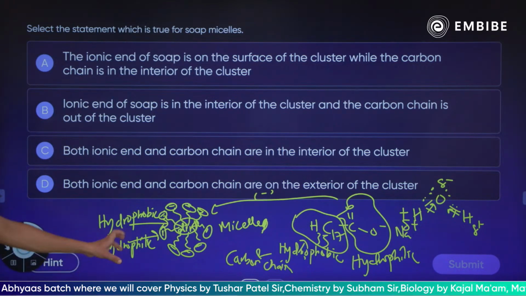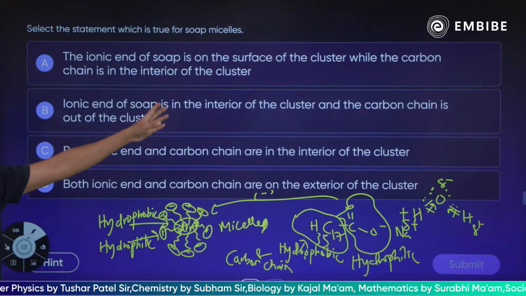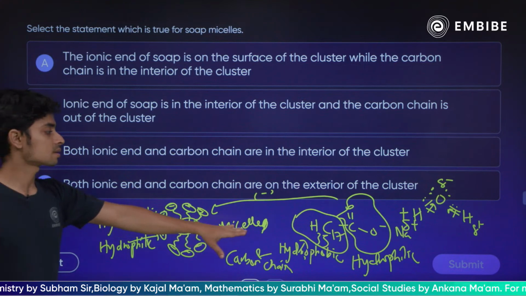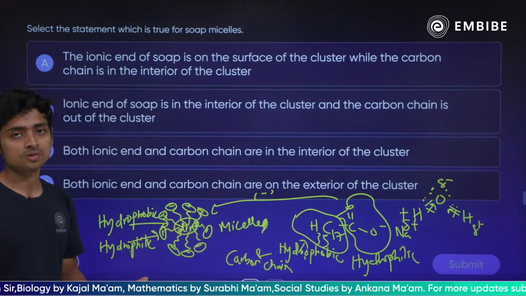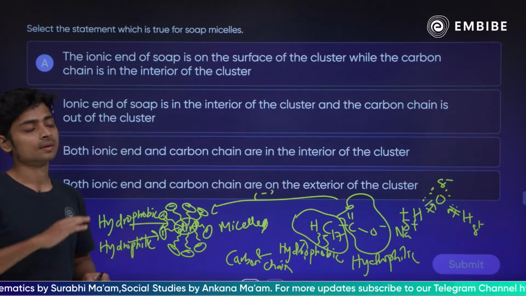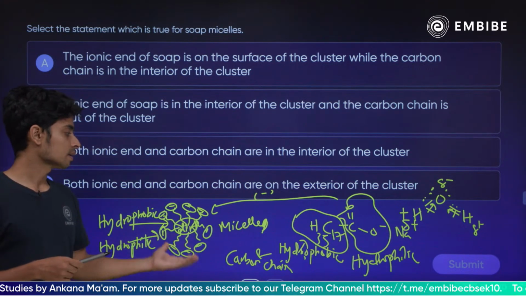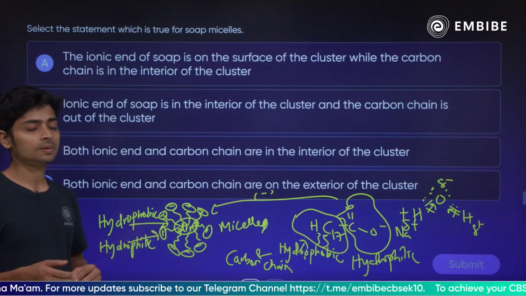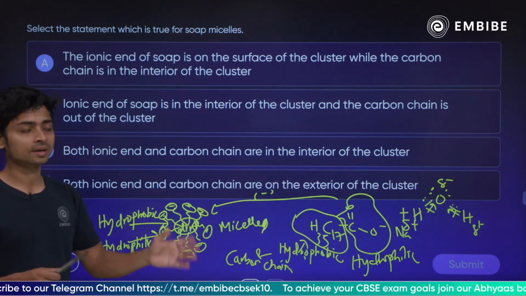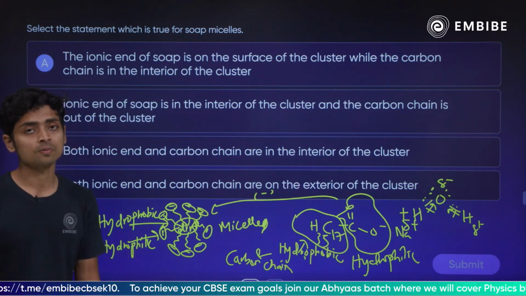So you can see the C double bond O minus part is on the outside of the cluster. Cluster means the micelle cluster, while the carbon chain is in the interior of the cluster. So this can attract dirt and grease particles. That is the logic. It traps the dirt and grease particles, and the hydrophilic part keeps it stable in water, because in plain water dirt and grease are difficult to remove. Because of polarity and non-polarity, which you will read in higher grades, with soap you can remove it in an easier manner. That is how a soap works.